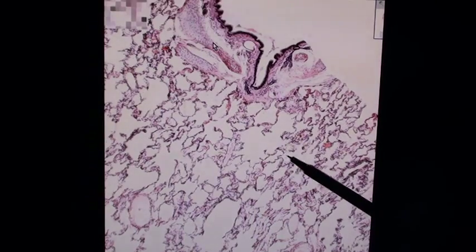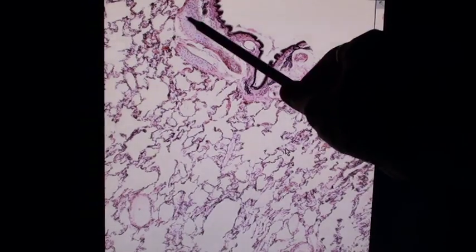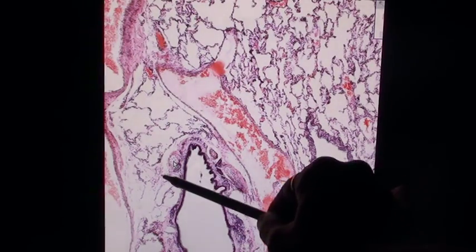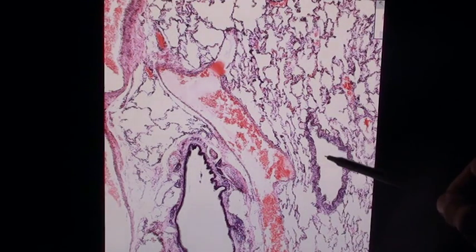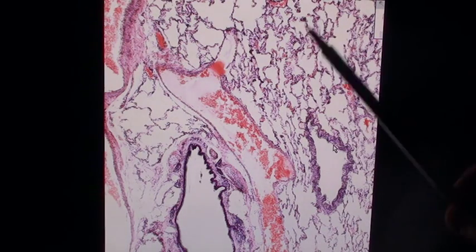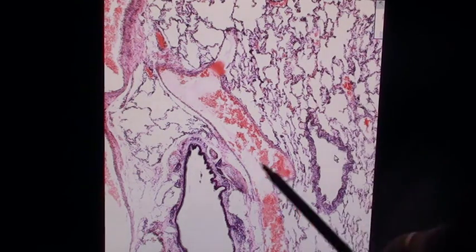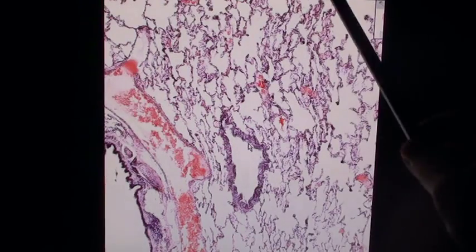If you see an airflow structure here that has cartilage as part of its wall, like you see here, you can see this is a bronchus. If you see an airflow structure that does not have cartilage in its wall, and you will find one pretty soon, here there's cartilage, so this is a bronchus. Here there's an airflow structure where there's no cartilage, so you call it a bronchiole. The difference between a bronchus and a bronchiole is whether there's cartilage in the wall or not.